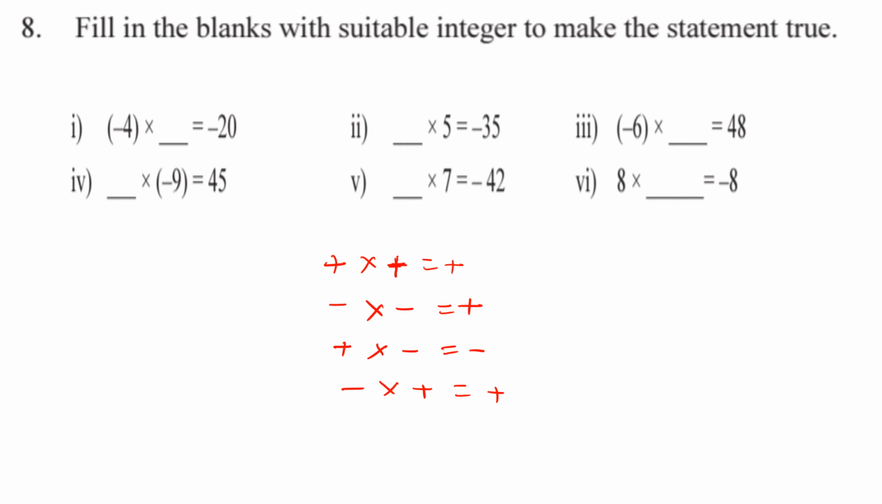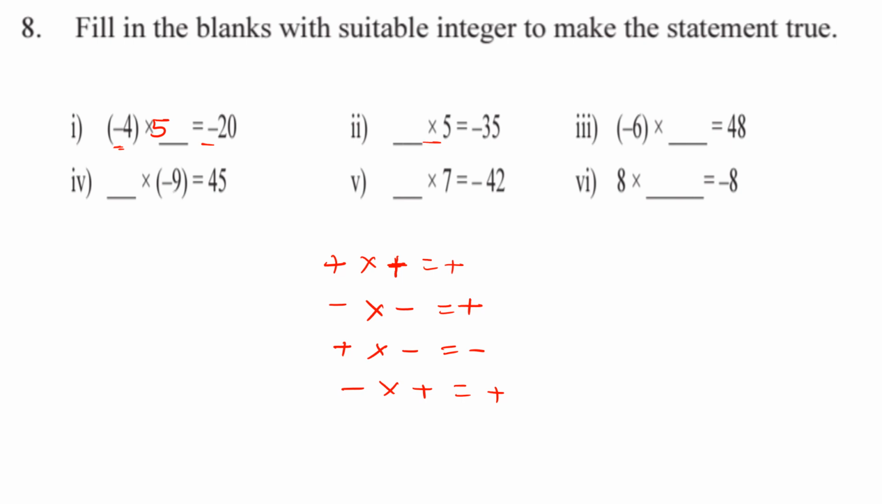Now here they have given minus 20 as the product. By which number do we have to multiply so it becomes minus 20? Here they already gave a negative number, so negative into positive should be negative. 4 5s are 20, so that is positive 5.